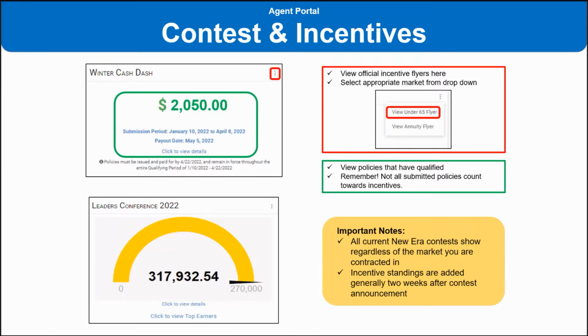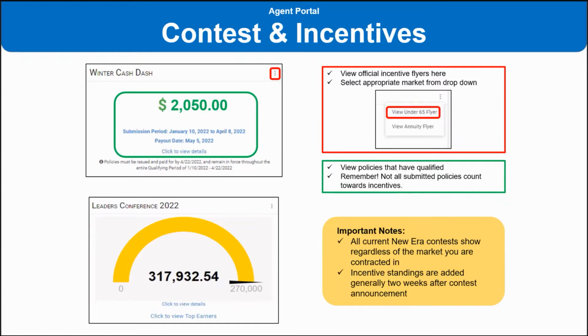So as I mentioned earlier, we have the winter cash dash going on right now. And depending on the apps that you've submitted since January, it's going to tell you exactly where you're at. Also, for the leaders conference, there's a little meter board in there. As you can see, you need 270,000. It's going to tell you how close you are.